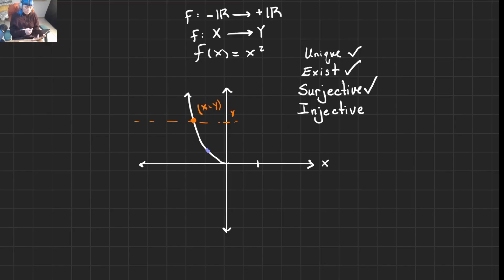So, started out, x squared defined over all reals is not injective, but x squared defined where the domain is negative reals and the range is positive reals is injective, surjective, it exists, and is unique. So that means it's bijective.